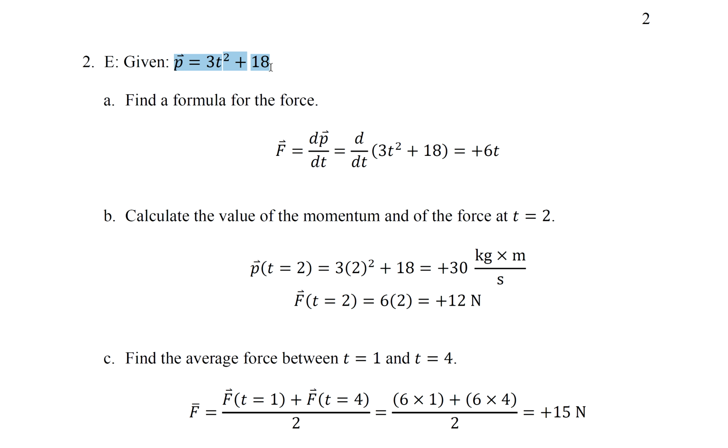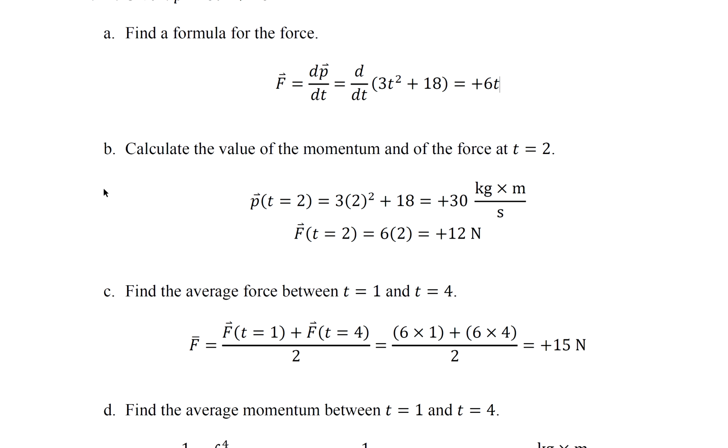So momentum is a function of time. Force is a function of time. So just plug in t equals 2 for each one. Part C, find the average force between t equals 1 and t equals 4. So for the average value, take F at t equals 1 plus F at t equals 4 and divide by 2.